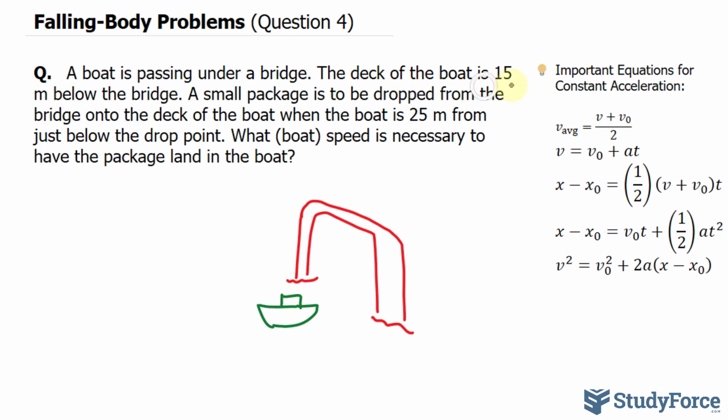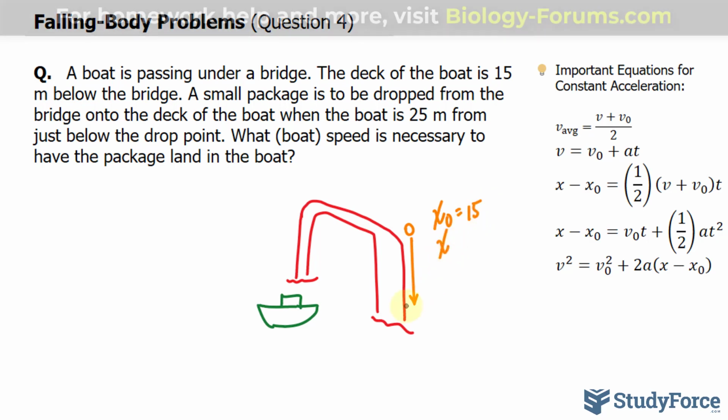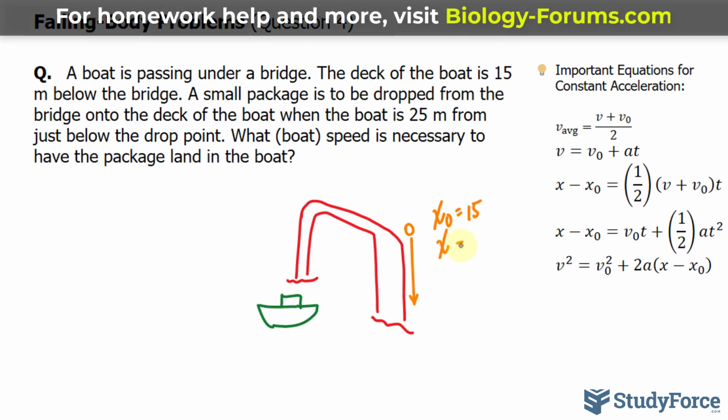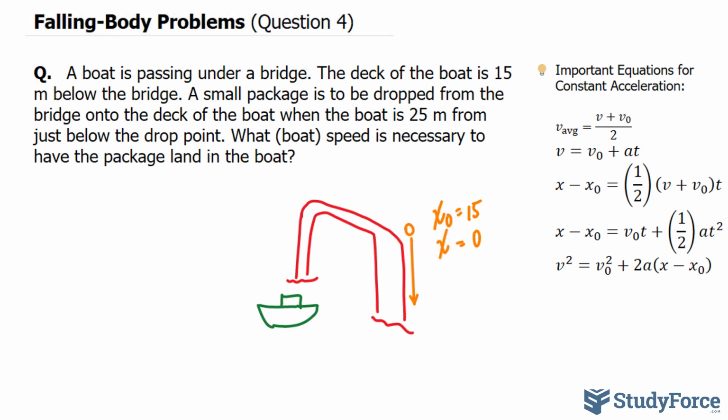This part right here says that the deck of the boat is 15 meters below the bridge. This means that if this is the drop point of the package, the distance from the drop point to the boat is 15 meters. So we'll represent that as x initial being 15 meters and x final, that's when it reaches the boat, is equal to 0. So I've represented the initial height as x sub 0 and the final height as simply x. We're also told that the boat is 25 meters from this drop point.